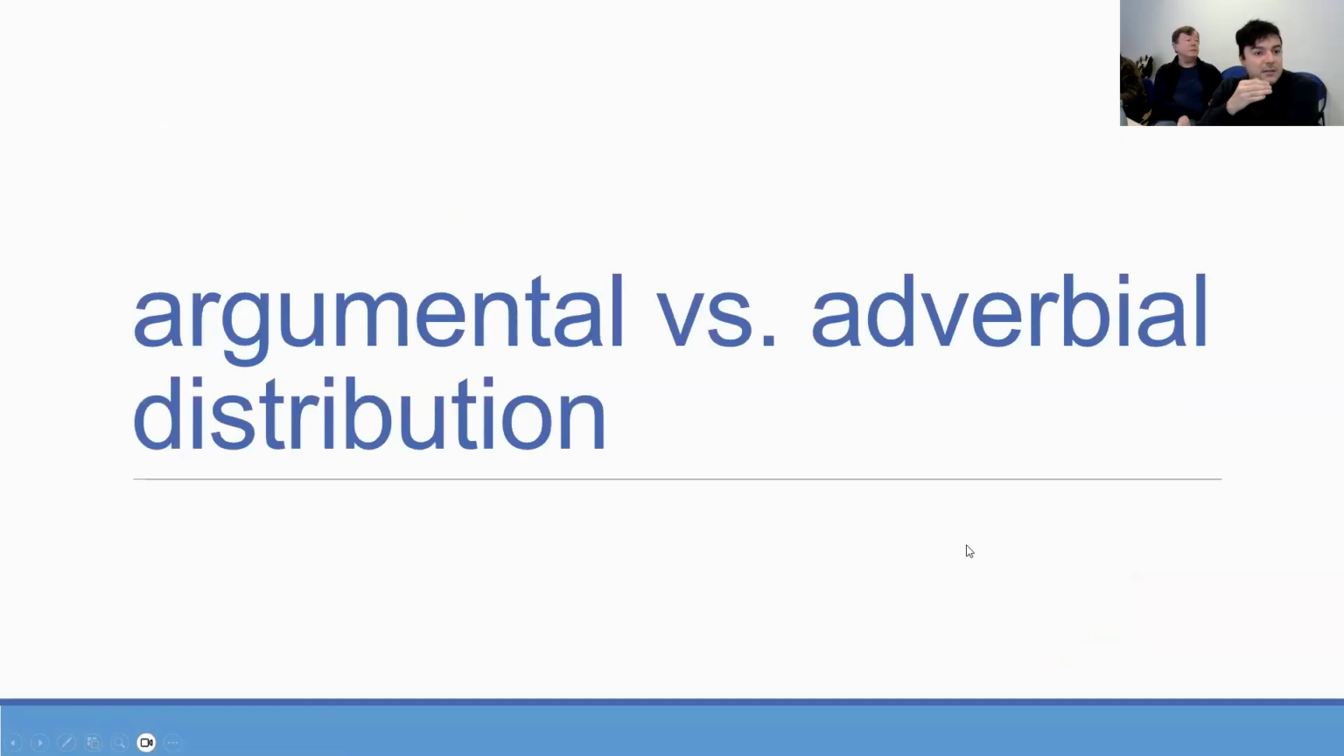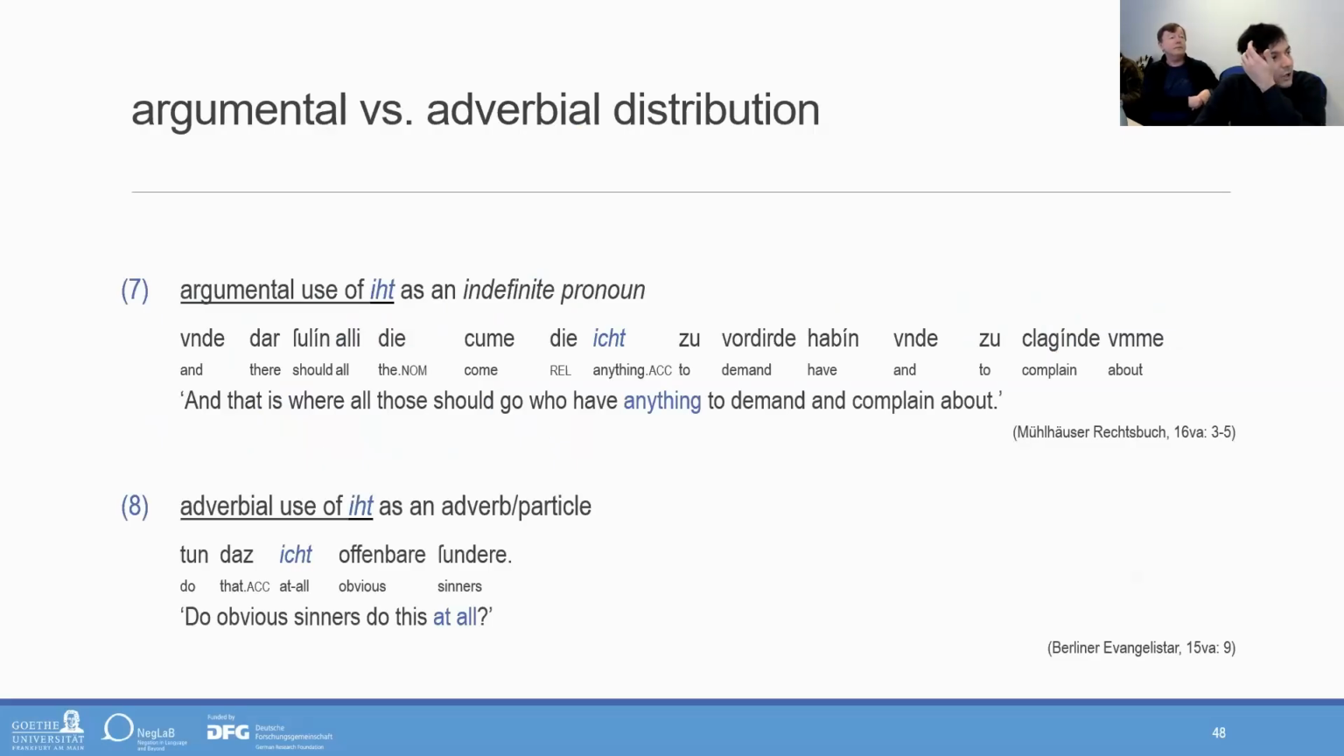If we look at the syntactic functions that ich had in those dialects, we can see that it could be used both as an argument and as an adjunct, like as an adverb. Those argumental uses are where it showed up, let's say, as an indefinite pronoun, something like the example in 7. Und da sollen alle die kommen, die ich zu fordern haben und zu klagen drum. And that is where all those should go who have anything to demand and complain about.